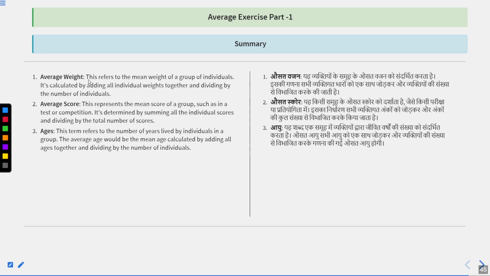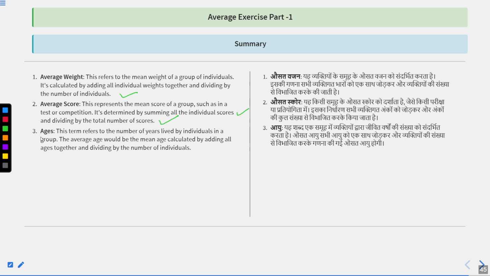What is average weight? This refers to the mean weight of a group of individuals. It's calculated by adding all individual weights together and dividing by the number of individuals. So what will be the average score? This represents the mean score of a group, such as in a test or competition. It is determined by summing all the individual scores and dividing by the total number of scores.